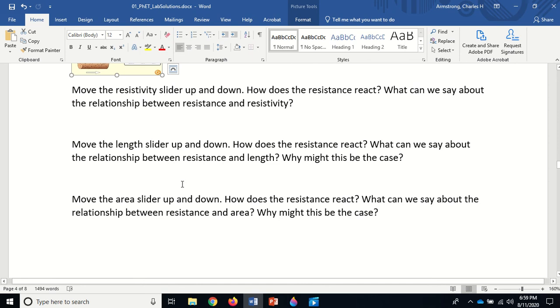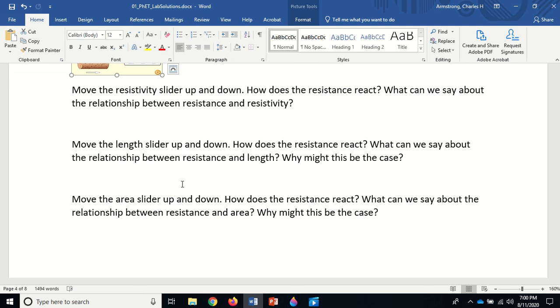Move the slider up and down. How does resistance react? So this is for the length slider. As the length gets larger, the resistance goes up. As the length gets shorter, the resistance goes down. What can we say about the relationship between the resistance and the length? That they're directly related. Greater length means greater resistance.